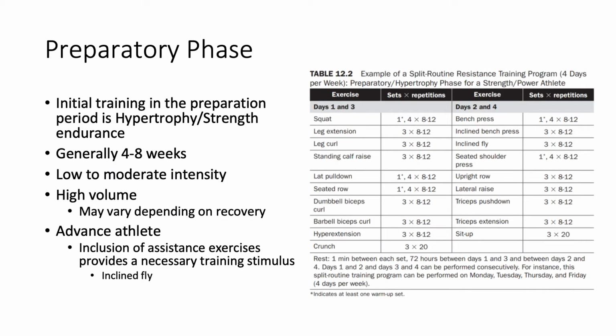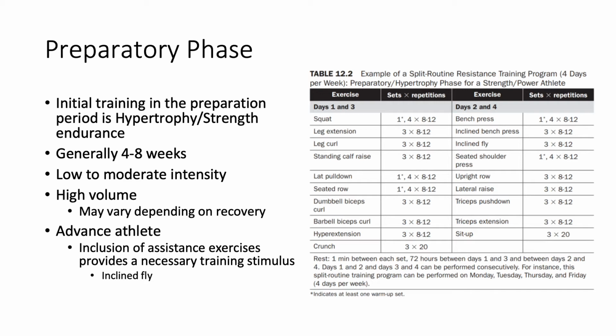The initial training phase is the preparatory phase, and during this period, the focus is on hypertrophy, strength, and endurance. This period is generally 4 to 8 weeks in length. However, this will depend on the athlete's goal. Moreover, this period is going to incorporate low to moderate intensity and high training volume. It is important, though, that the volume may need to be lowered depending on the athlete's recovery. So if they are a novice athlete or beginner, the increase in soreness may require them to have that lower training volume. But for advanced athletes, this will probably not be an issue.